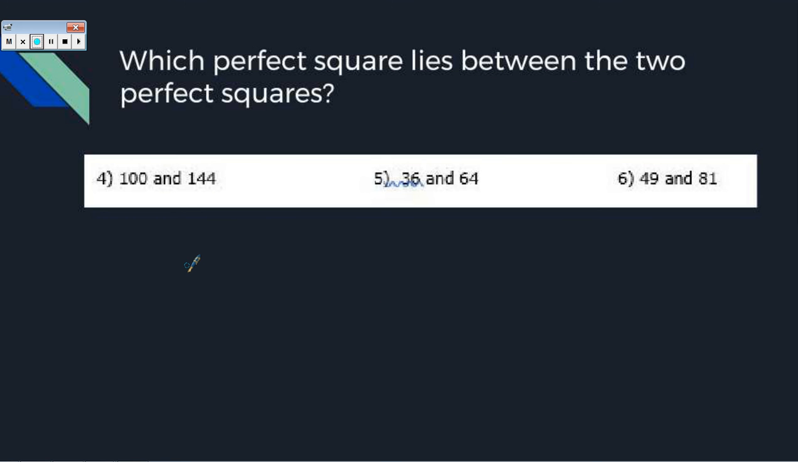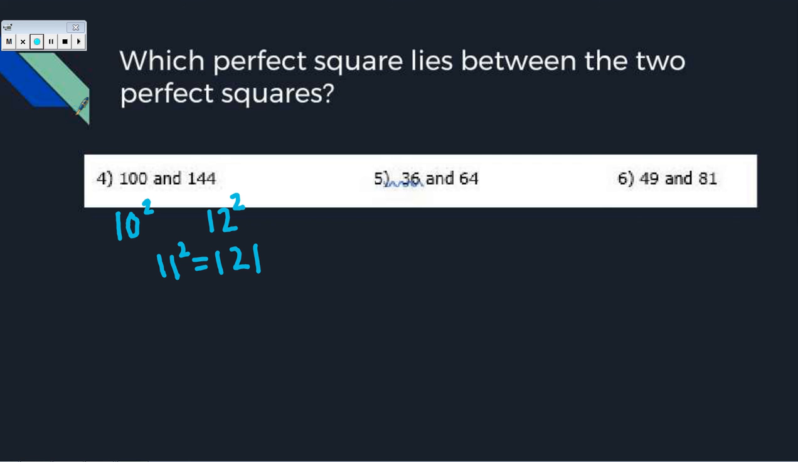This section asks which perfect squares lie between the two perfect squares. So kind of opposite of what we just did. So we have 100 and 144. Take a minute to figure out which two perfect squares are 100 and 144. So you should have come up with 10 squared and 12 squared. So that means that the perfect square that lies between them would be 11 squared, and that is 121.